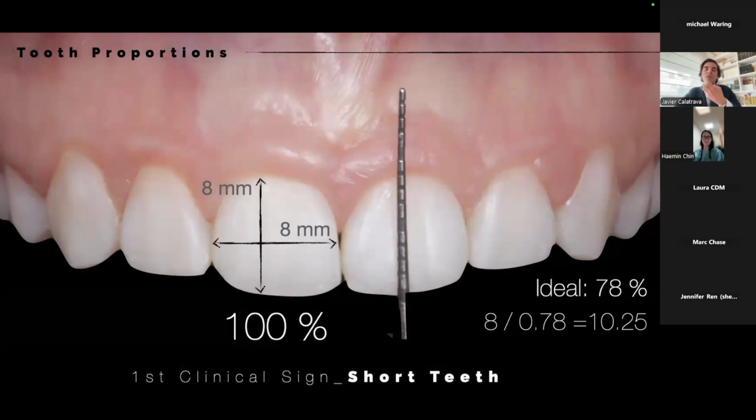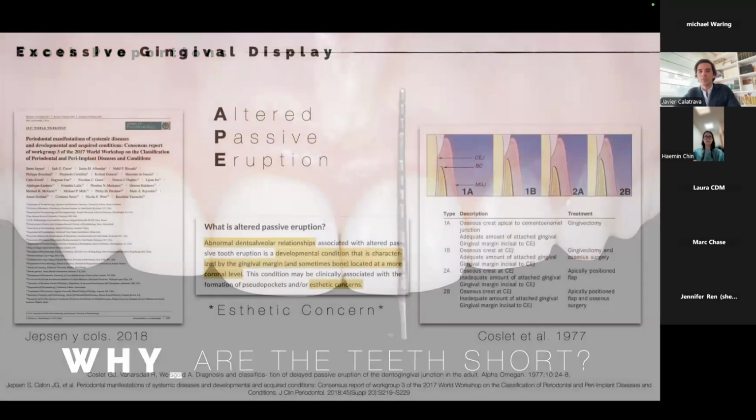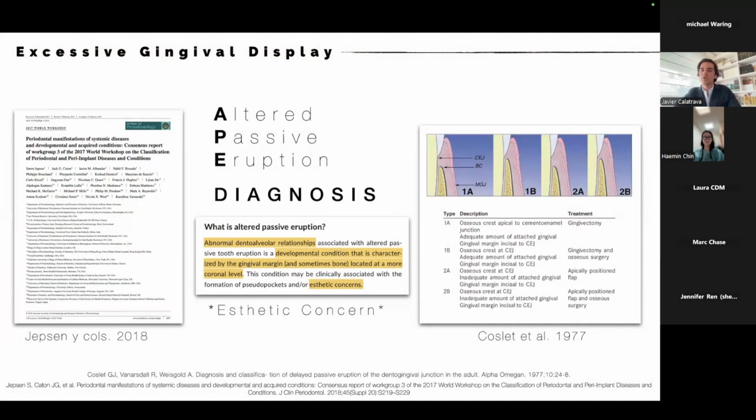So if a patient comes with teeth with square shape or 100% proportions, we can start to ask ourselves, why are these teeth short? And in many cases, it's going to be due to altered passive eruption, which is an abnormal dental velar relationship characterized by the gingival margin and sometimes bone located at a more coronal level. And something I'm going to share with you, I left my residency knowing very well what altered passive eruption was, but I never thought about what passive eruption is.